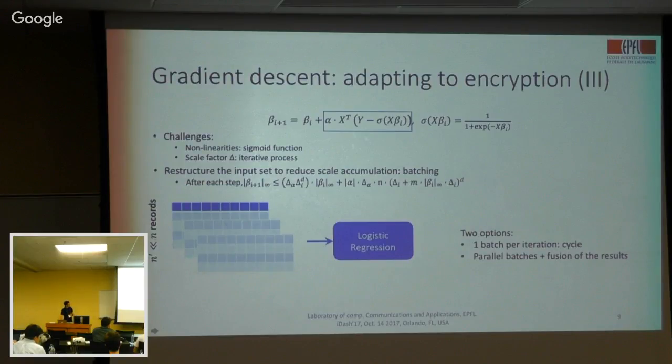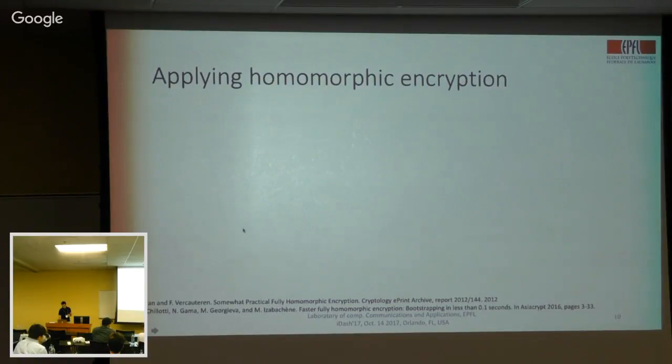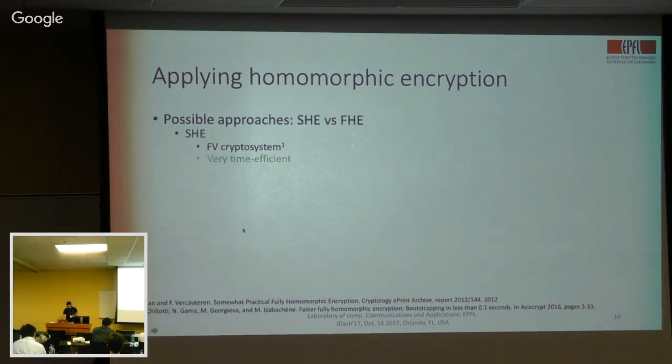And here we have two options. Either apply one batch per iteration, we cycle through all the batches, applying one different batch per iteration, such that the whole deprecation sees the whole data set, like parallel batches, and then make a fusion of the results of each of these subgroups, the listing regressions from each of the batches. So now we can go to the cryptographic results.